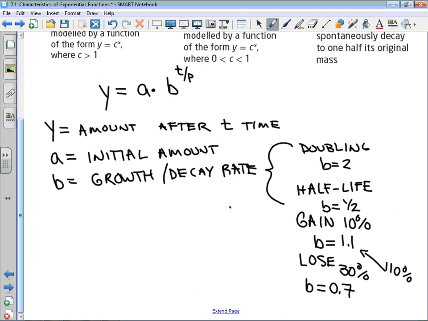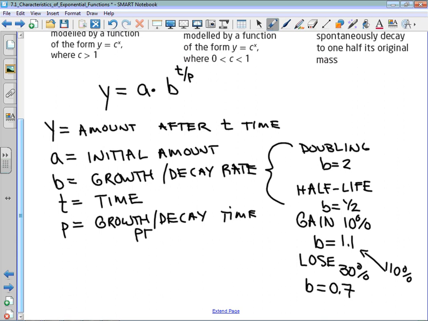All right, T is equal to the time, and then finally P is equal to the growth/decay time period. Really what that means is, in the example of that money, I put $100 in today, and then in 1 month I have 10%. That means it would take 1 month for my growth or decay to occur. And there are lots of different examples. We're going to run into a few as we go through the notes.